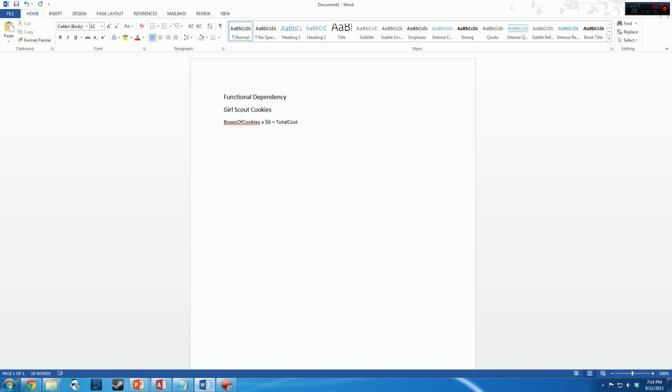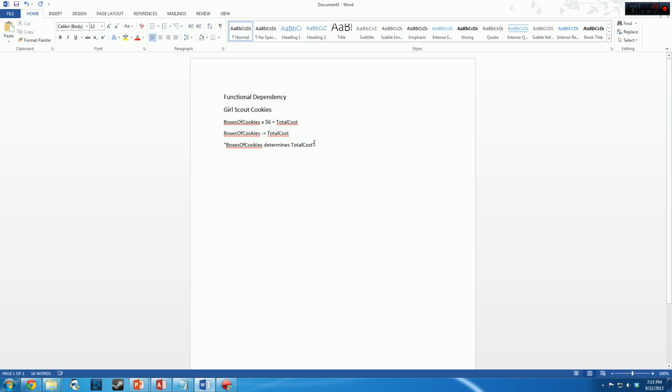Well, that is actually a functional dependency. And that is expressed in the concept that if I know how many boxes of cookies I'm going to get, I can determine what my total cost will be. So in this way, we can say boxes of cookies determines total cost because we know that formula.